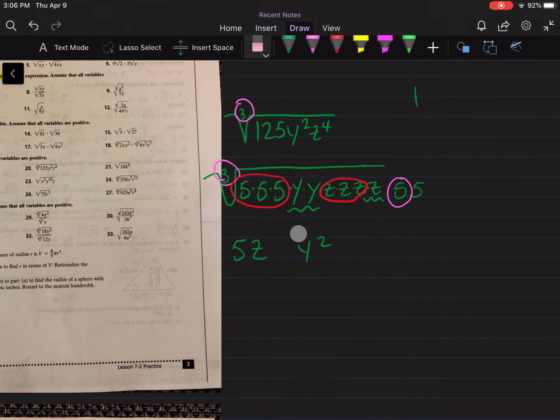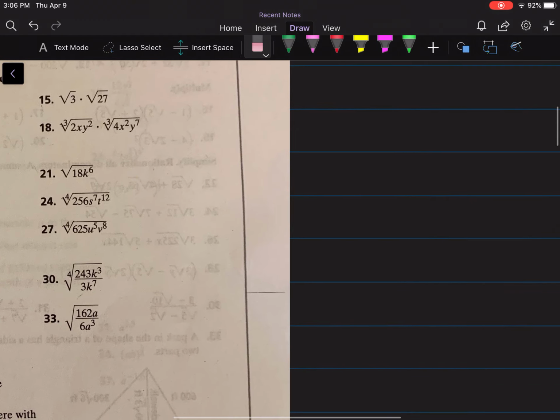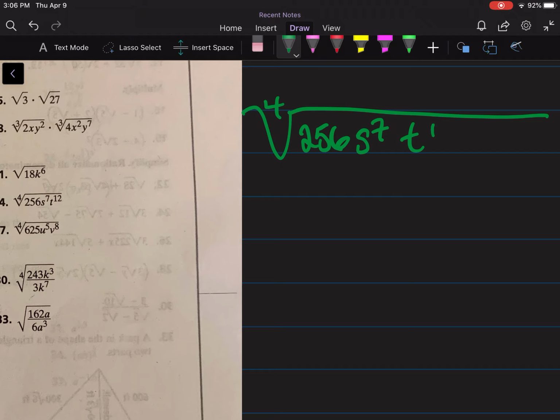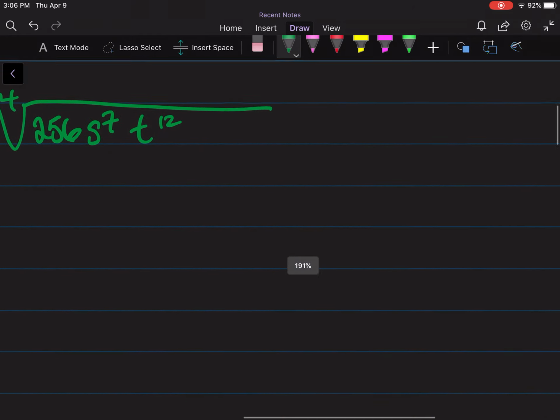Just break it down and look for that number that's in the root. We're going to practice 24 because it's got a 4. Okay, 24. I'm going to do my house with my 4. I have 256, s to the 7, t to the 12. Okay, so 256.